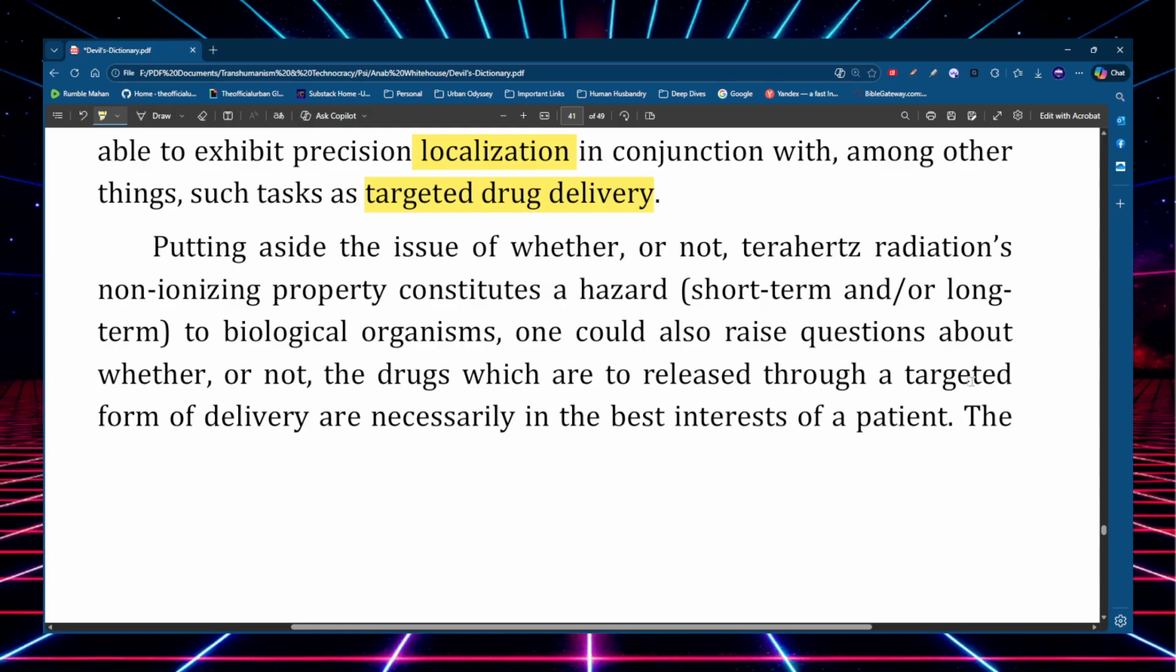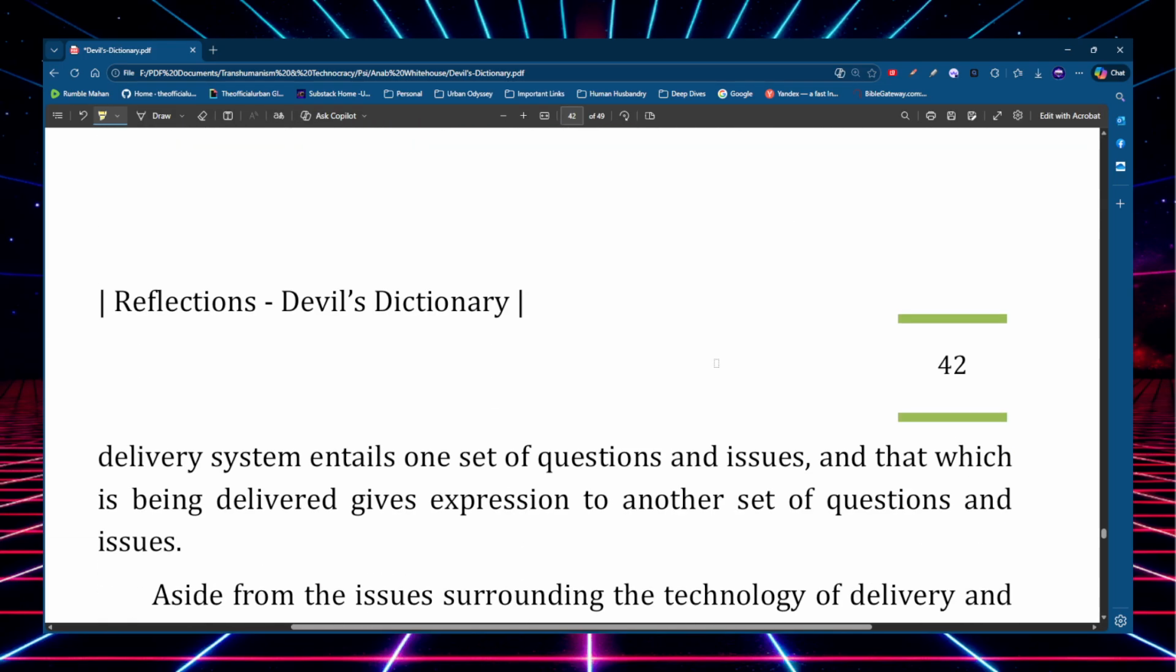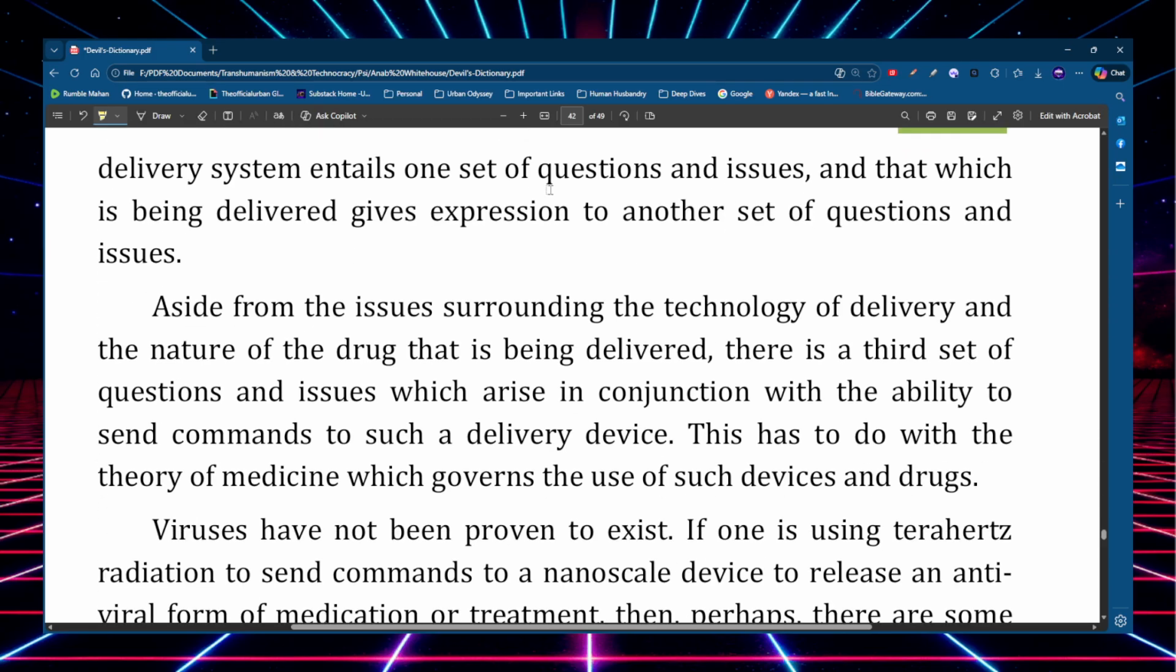Putting aside the issue of whether or not terahertz radiation's non-ionizing property constitutes a hazard, short-term and or long-term, to biological organisms, one could also raise questions about whether or not the drugs which are released through a targeted form of delivery are necessarily in the best interests of the patient. So that's basically what I had just said. The delivery system entails one set of questions and issues, and that which is being delivered gives expression to another set of questions and issues.